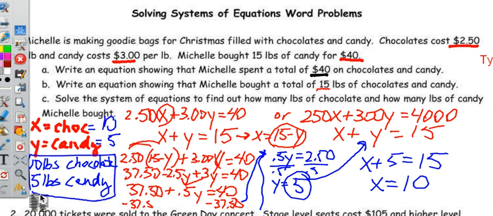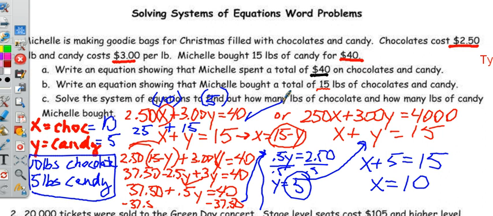Okay? Now, if you want to make sure your answer's right, remember, go back and plug these things in. I can take these answers and put them in here. I can put 10 here, and I can put 5 here. 10 times 2.50, of course, that would be $25, right? 5 times 3 would be 15. 25 plus 15 adds up to my 40. Check. So I know that my numbers are correct.